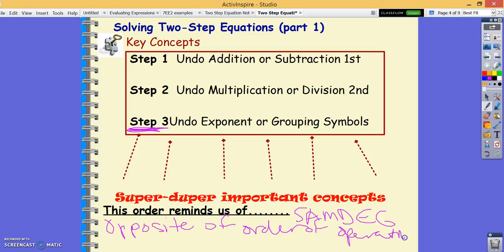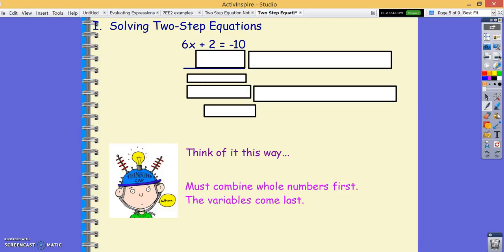Now you can remember that our order of operations was GEMDAS, grouping, exponents, divide, multiply, add, and subtract. But now we're going to reverse that in order to get x alone. Okay, so let's go ahead and try it. Go ahead and write out this problem.